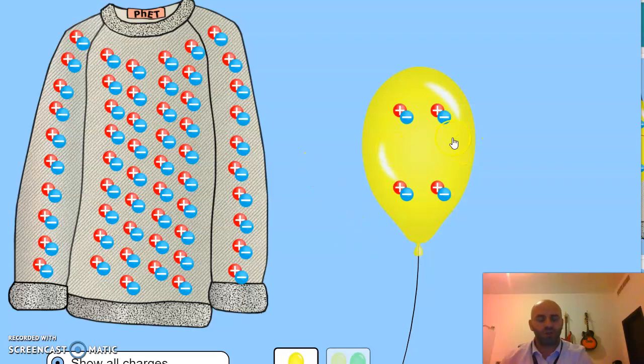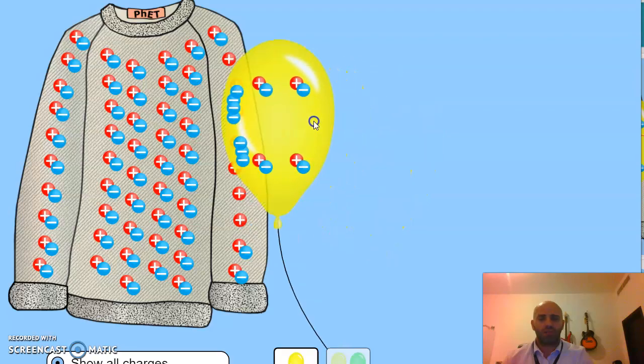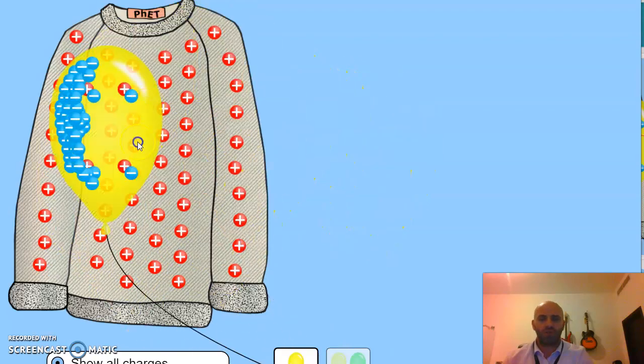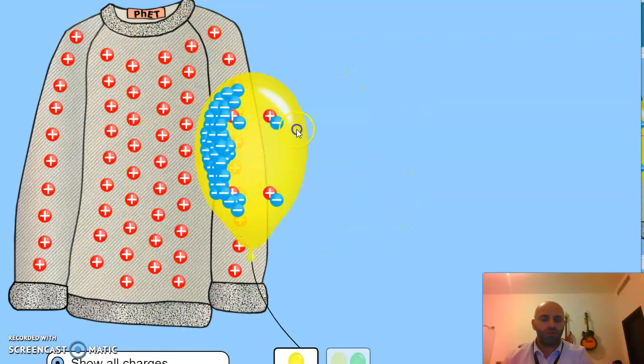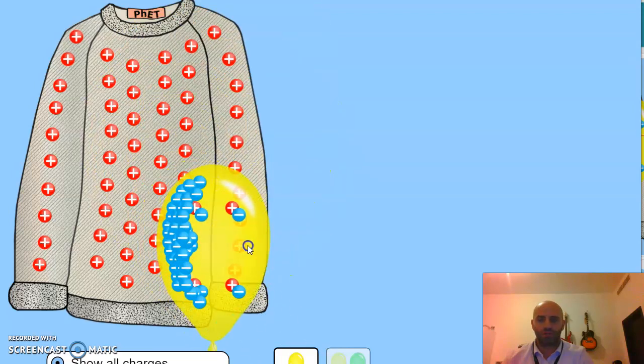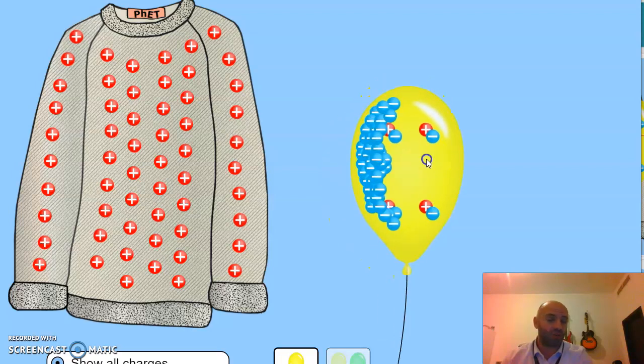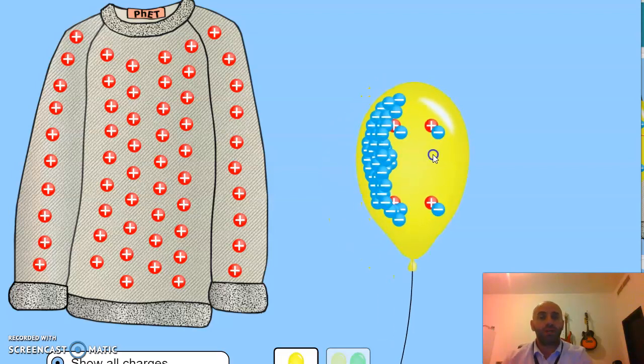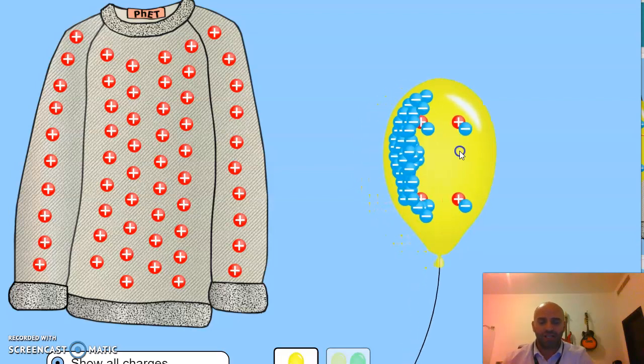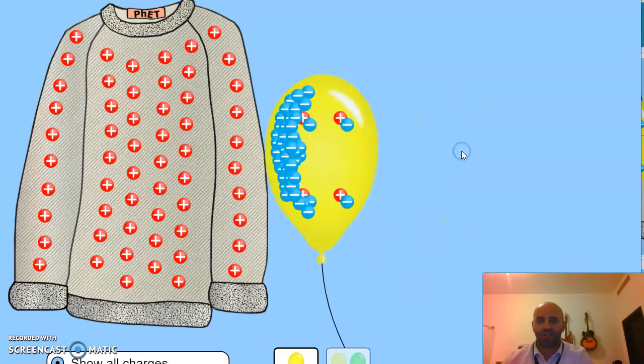Okay, so just wanted to use our simulation to demonstrate a couple of effects. So first thing is I'm just going to use the balloon, rub it across the jumper, and we managed to pick up all of those spare charges. Please bear in mind that it's the negative charges that are being collected. Negative charges because those are the ones that are electrons.